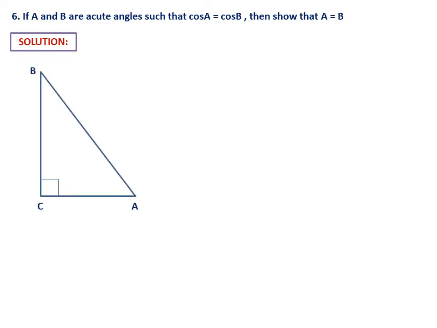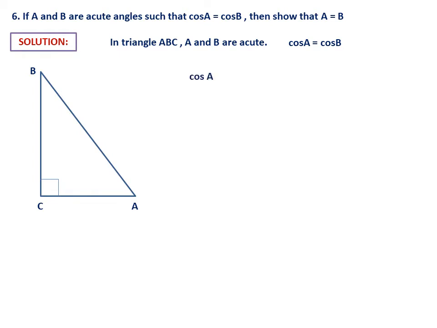Let us take a triangle ABC. So here A and B are acute angles, which means the understanding is C should be 90 degrees, because in a right angle triangle, the two acute angles are B and A, so the other angle should be 90. Therefore, here in triangle ABC, A and B are acute. So what is given is cos A equal to cos B.